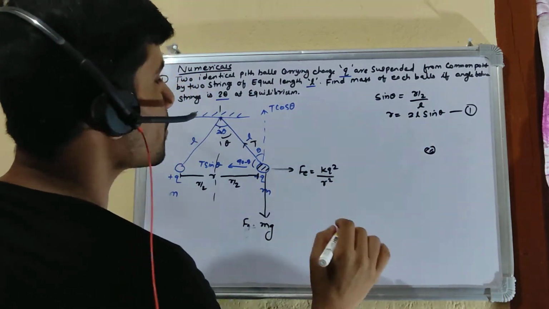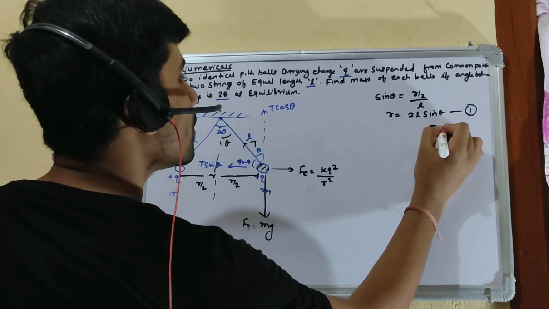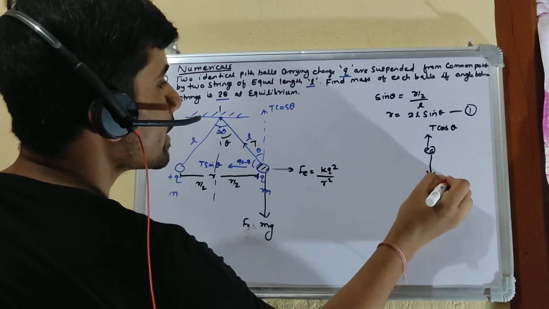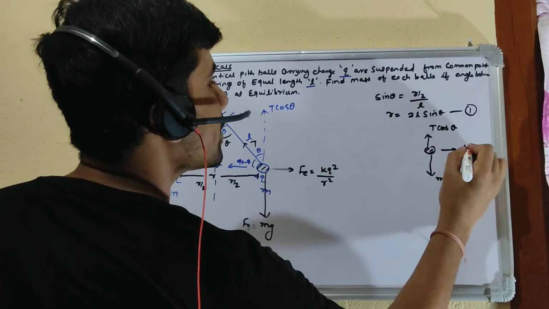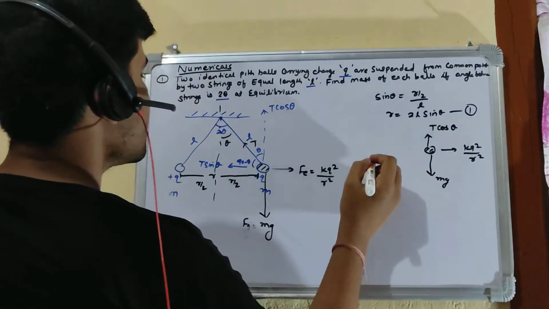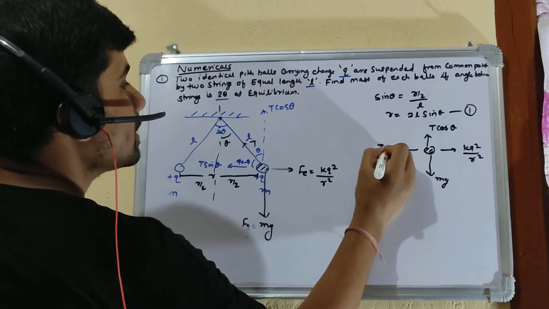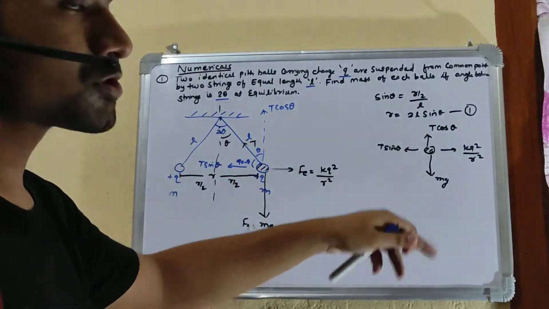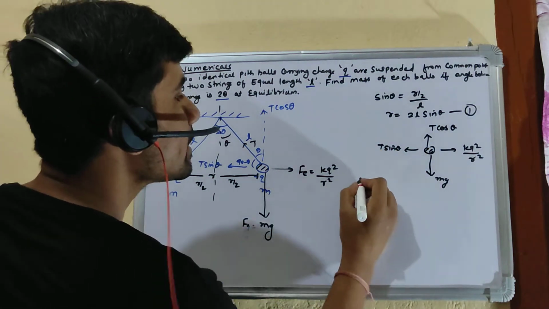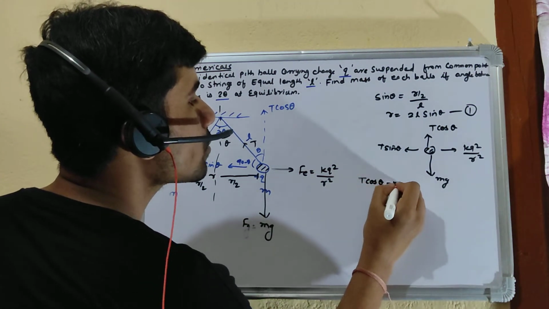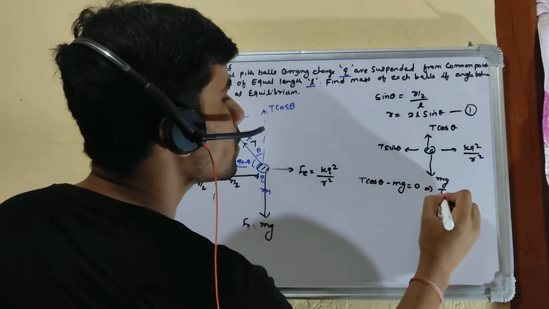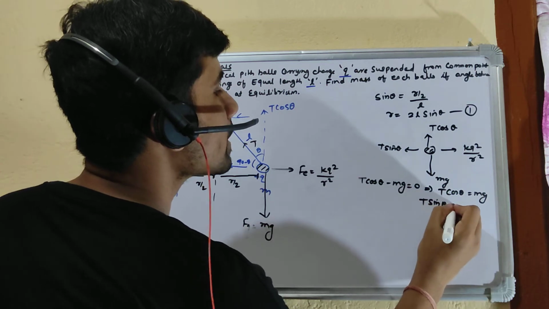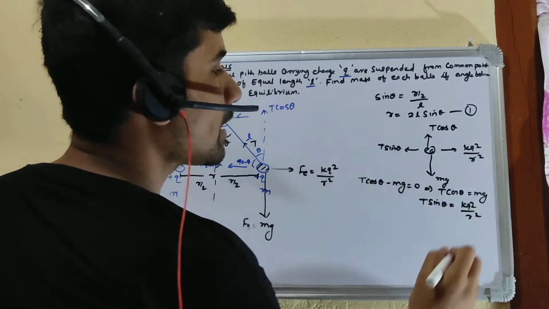So this is a body, this has T cos theta in the positive y side, this has mg in the negative y side, this has kq square by r square in the positive x side, and this has T sine theta in the negative x side, right? Now you can easily equate these forces because the system is in equilibrium. You can say that T cos theta minus mg is equal to 0, and hence T cos theta equals mg. Similarly, T sine theta equals kq square by r square, right?